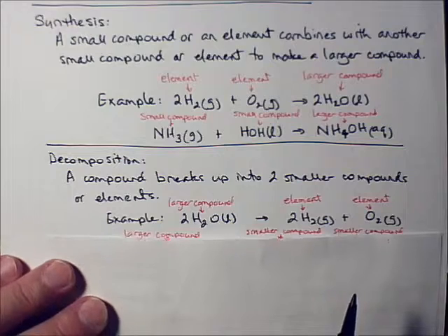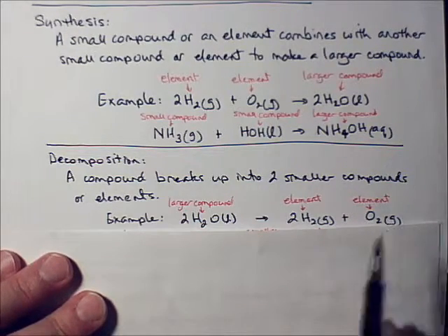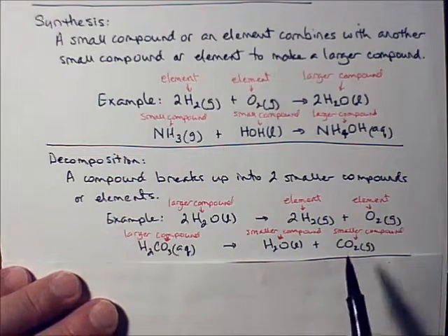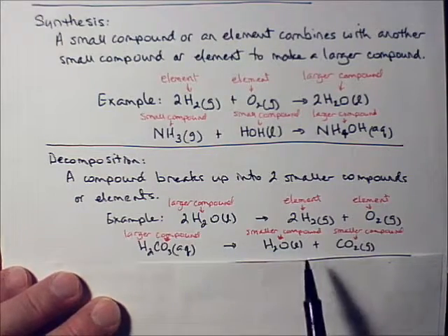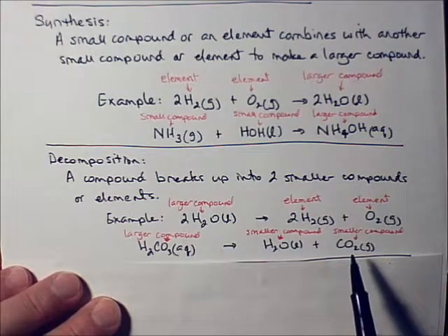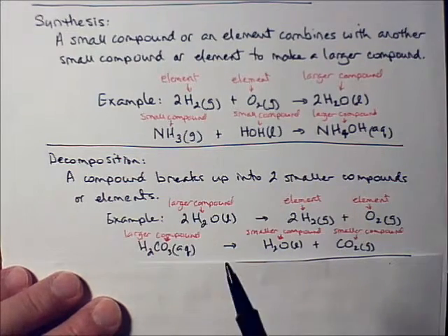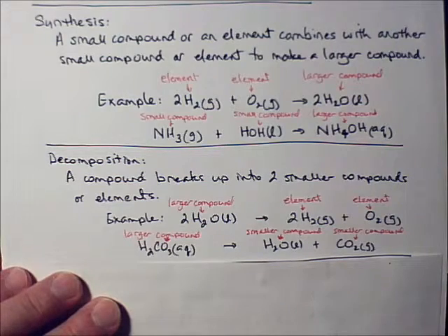Okay. So notice we have a larger compound breaking down into separate elements. This one is an example of a larger compound breaking down into smaller compounds. You can break a larger compound into a smaller compound and an element. That's also something that can be done. Or in the case of synthesis, you can have a smaller compound and an element making a larger compound.